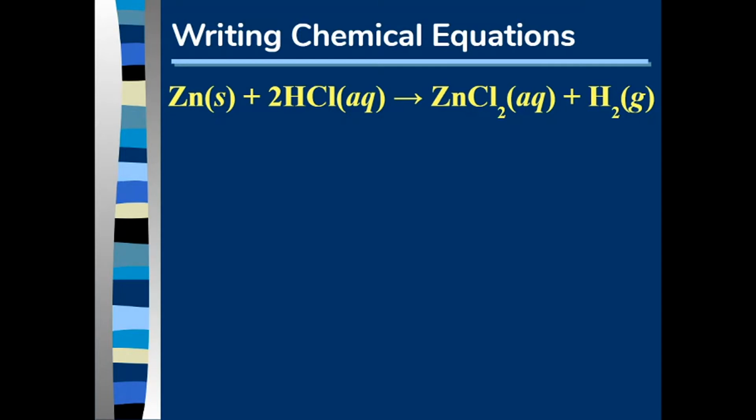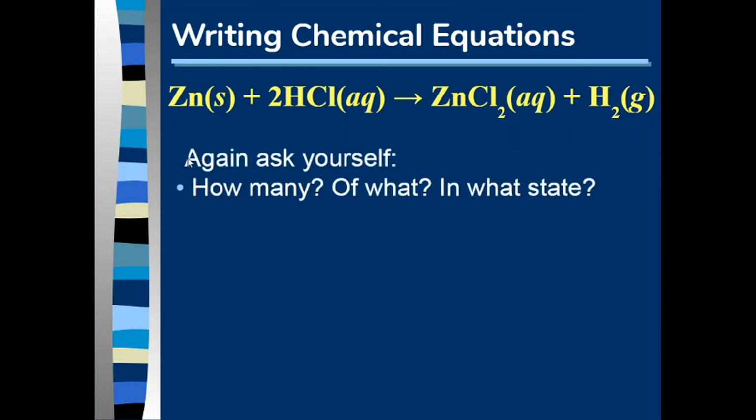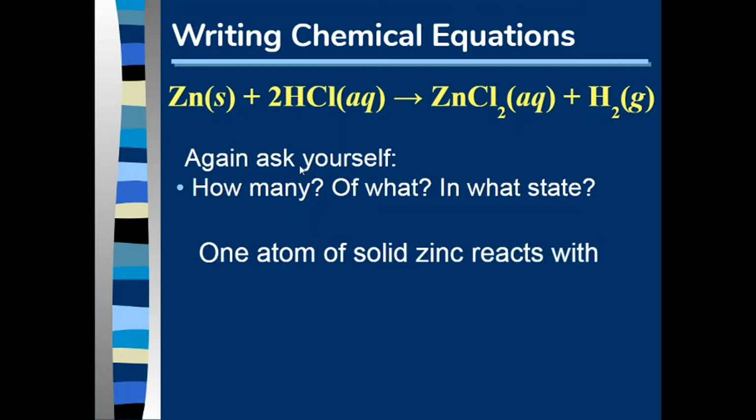Let's see if we can go in reverse. Let's see if we can take this chemical equation and turn it into a sentence. So I look at this first thing right here, and that is zinc. And zinc is an element, and there's 1 of them. So 1 atom of solid zinc. For this plus sign, it's going to react with. What is it reacting with? It is reacting with 2.